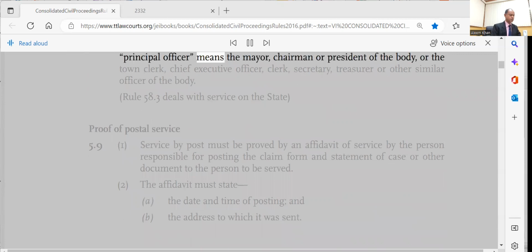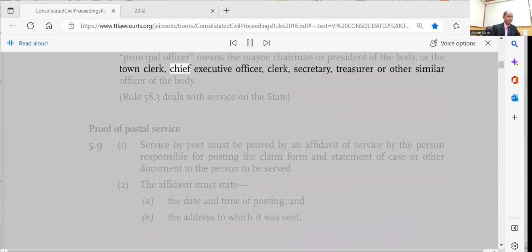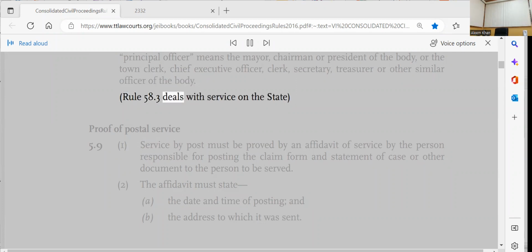Principal officer means the mayor, chairman or president of the body, or the town clerk, chief executive officer, clerk, secretary, treasurer or other similar officer of the body. Rule 58.3 deals with service on the state.